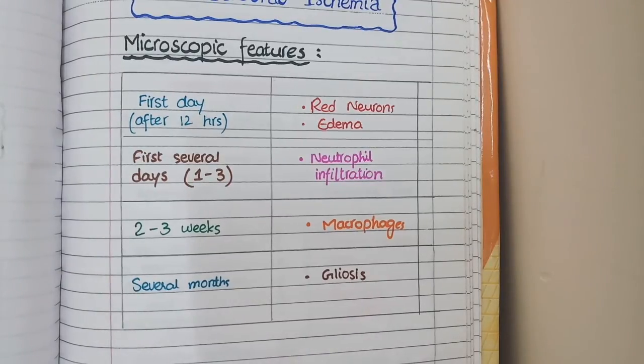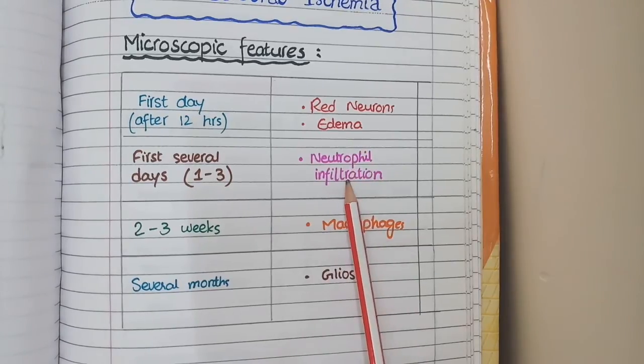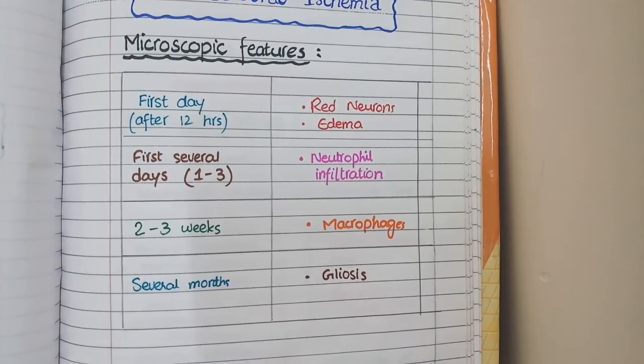So the sequence of changes in focal cerebral ischemia is appearance of red neurons, appearance of neutrophils, appearance of macrophages, and finally the gliosis. This concludes the pathological features of focal cerebral ischemia.